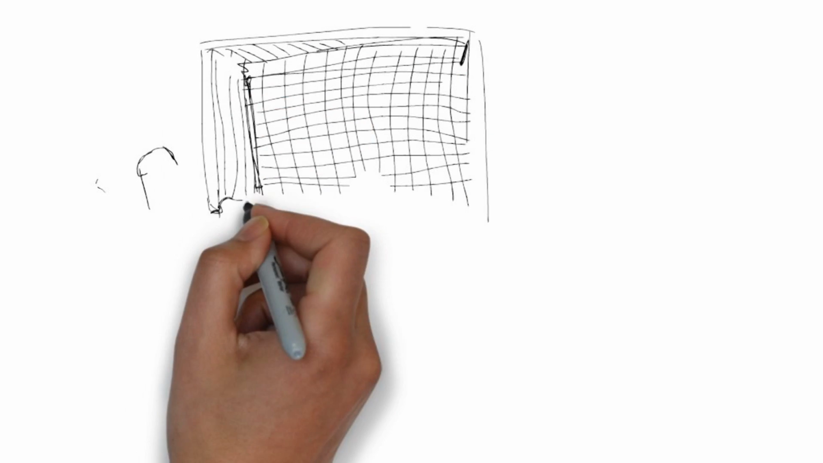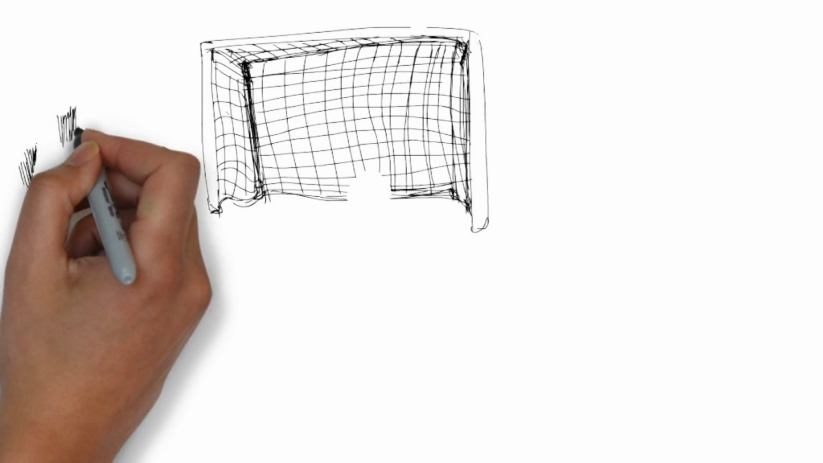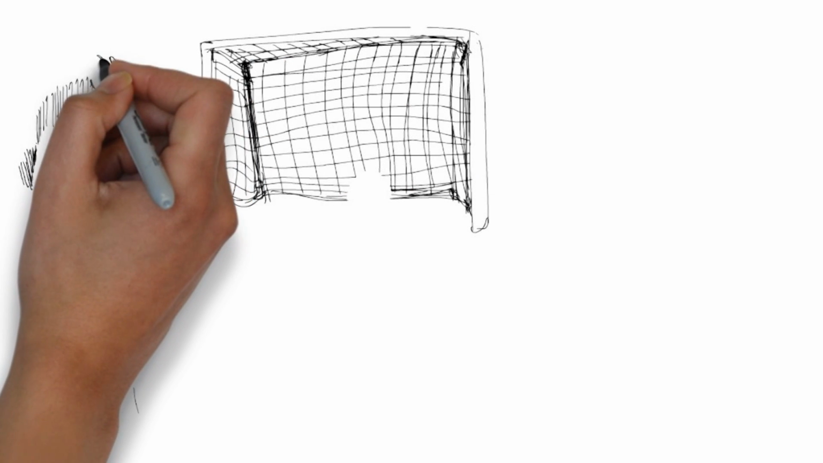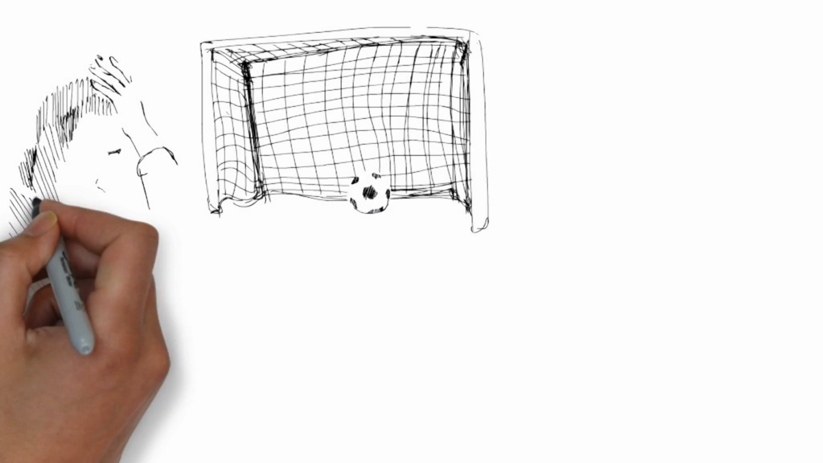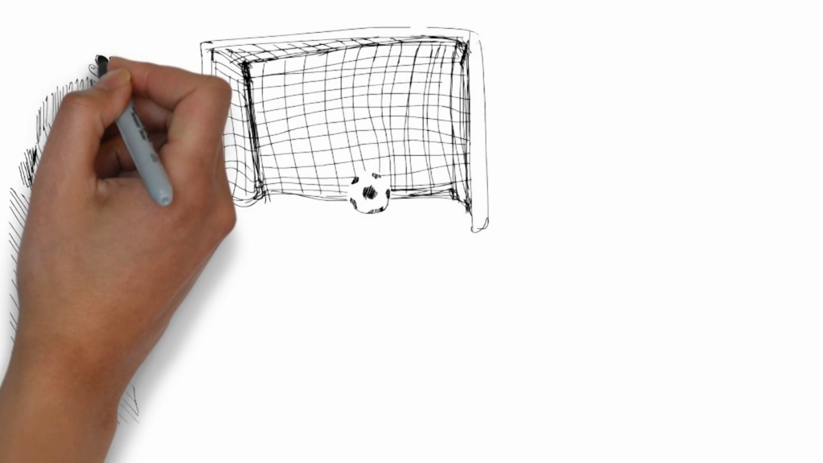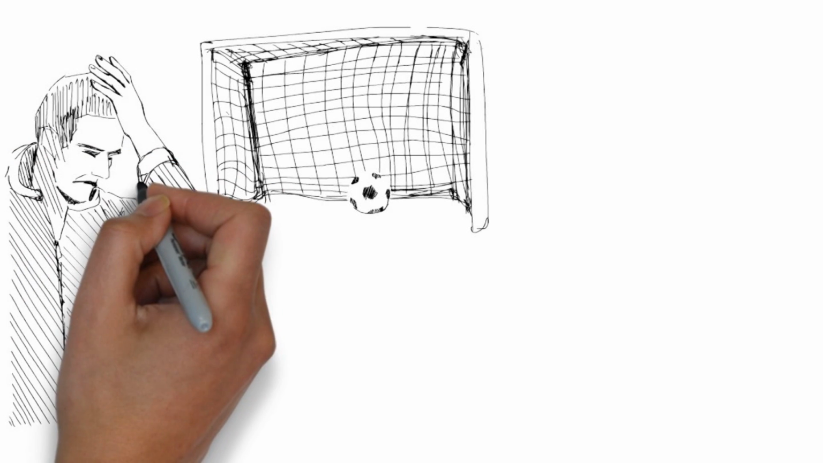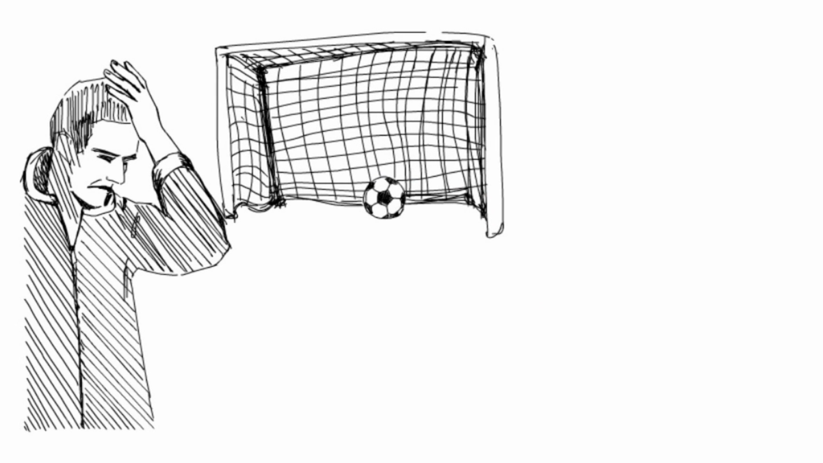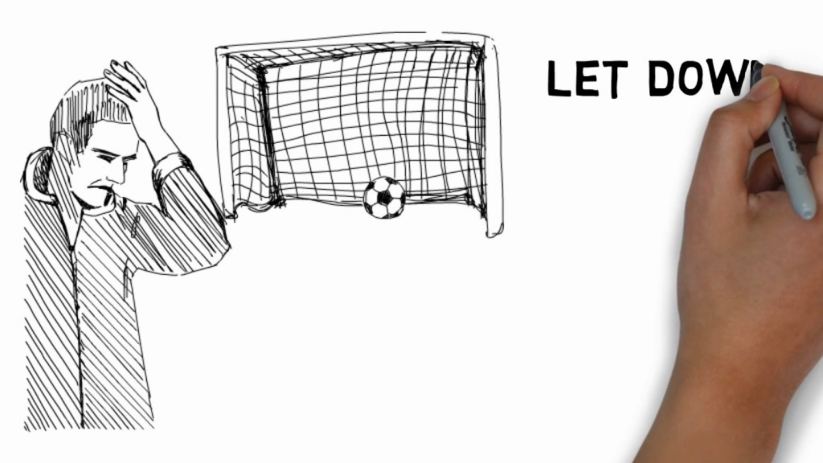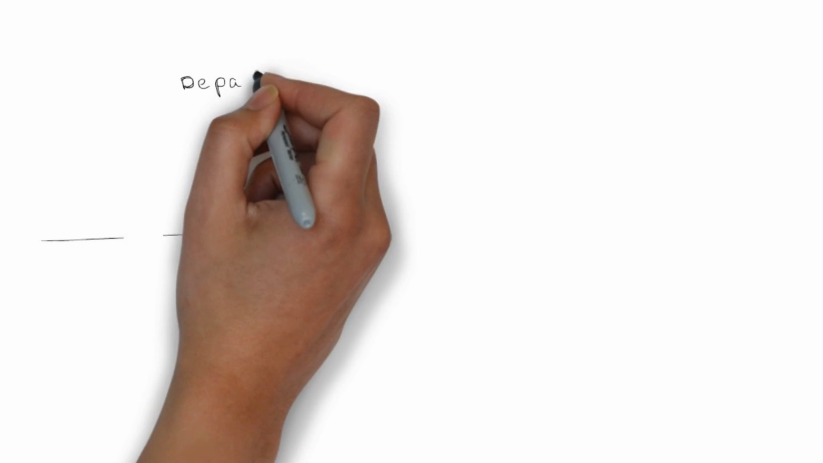Okay, in the next picture we see a goalkeeper, and unfortunately he hasn't helped his team. He has missed the ball when the other team has made a shot, and they have scored a goal. So unfortunately he has let his team down. Let down is like disappoint. You let down your friend if you don't turn up at a meeting at the agreed time. Maybe you turn up 30 minutes late and you let him down.